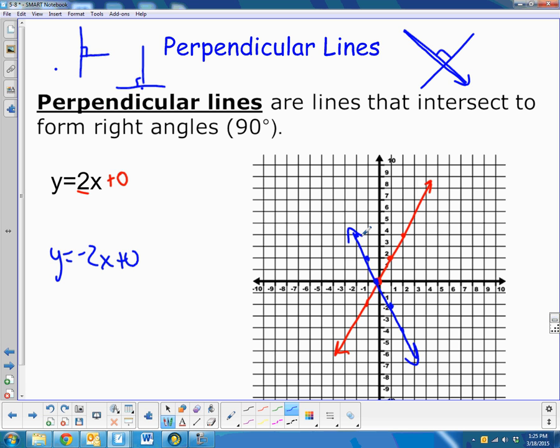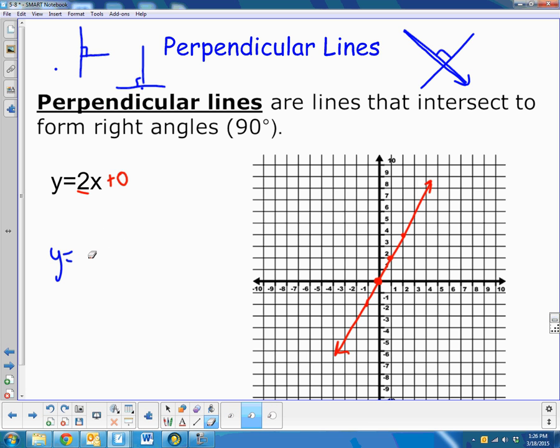Now it's going the right way, but that is definitely not a 90-degree angle. And so it's not just negative 2x. If you plotted those points and drew the line, I apologize, because I'm going to make you erase it. That wasn't right. So negative 2x plus 0, not quite right.